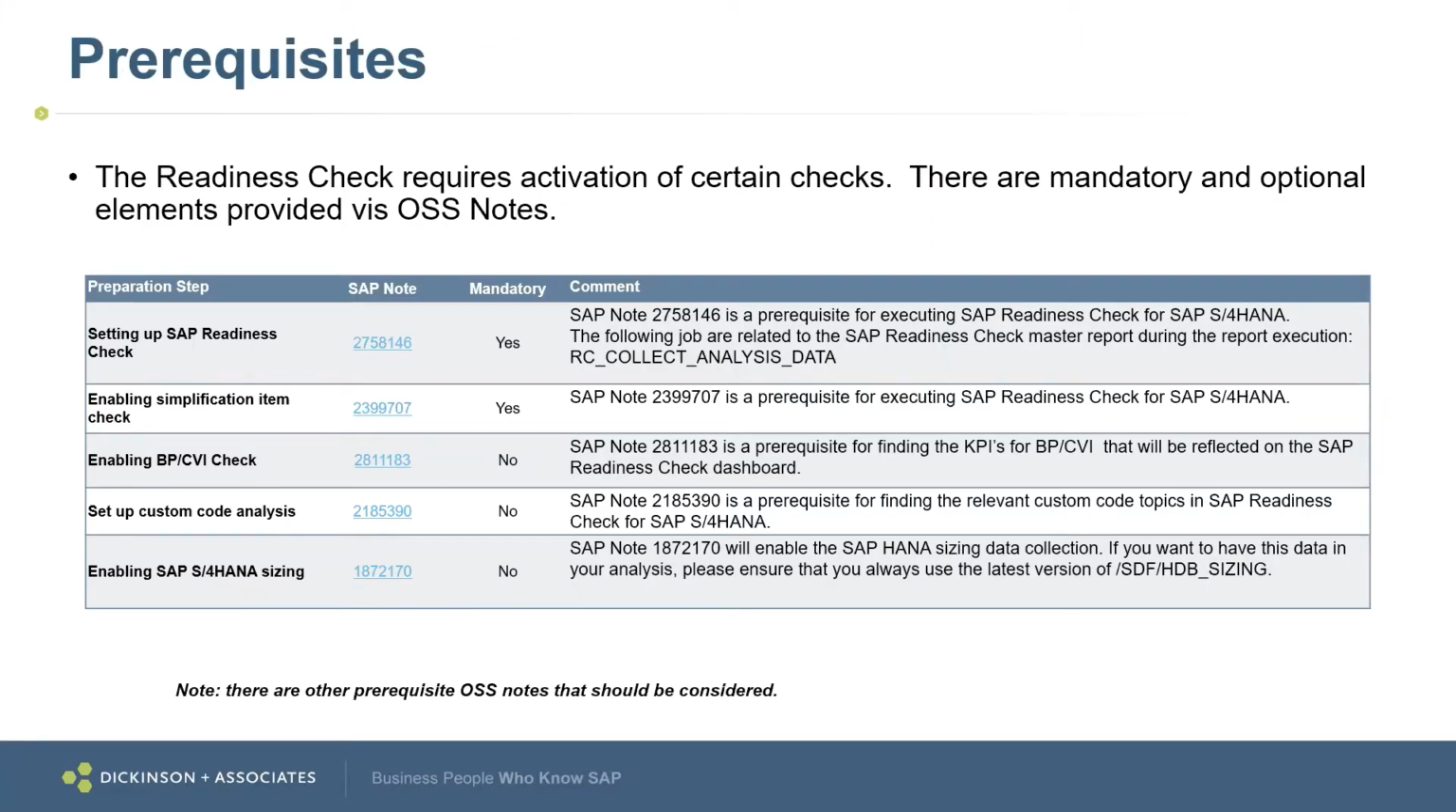To be able to run the readiness check, however, there are some prerequisites. There are some steps that you have to take, and some of those are implementing various OSS notes. These are just a small sampling. There's probably about 10 to 12 notes that you actually have to consider as to whether or not those are needed for your environment. But there is a primary note for setting up the readiness check and enabling the simplification item check. Those two are mandatory OSS notes that have to be applied on your system to run the readiness check. Whether or not you want to look at the business partner CVI conversion, there's a note that describes the process for that. That's not a mandatory step, but it should be considered.